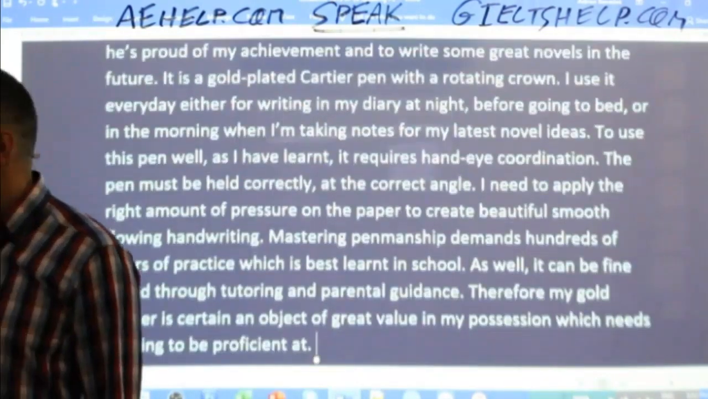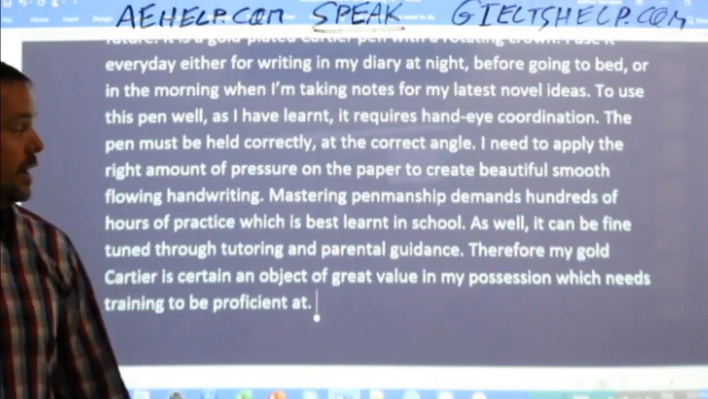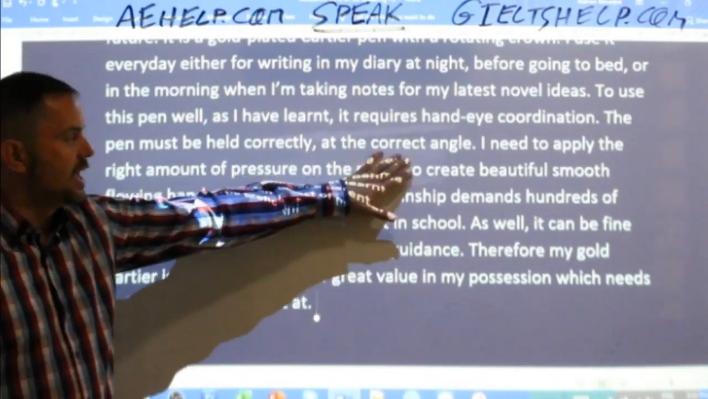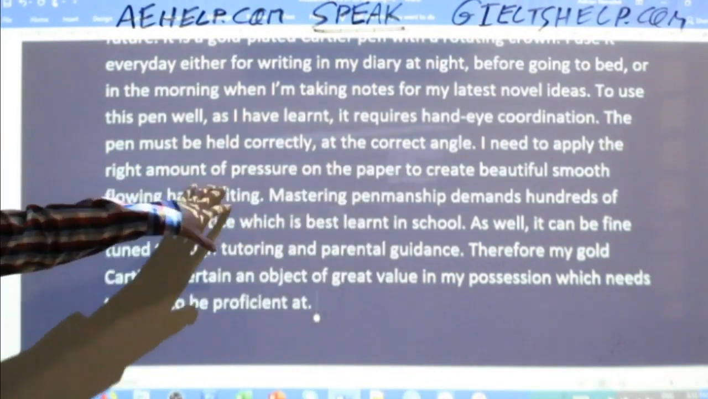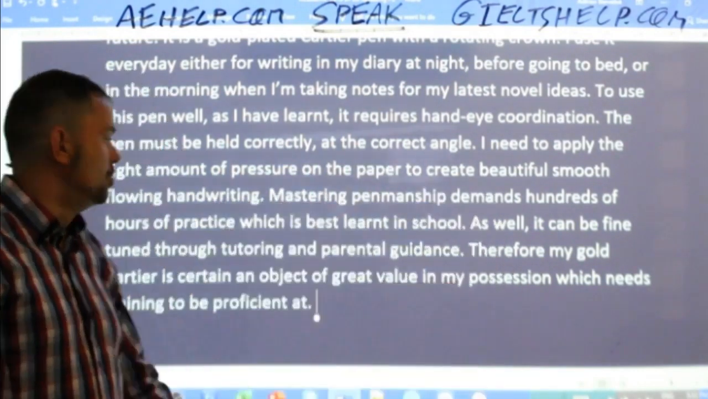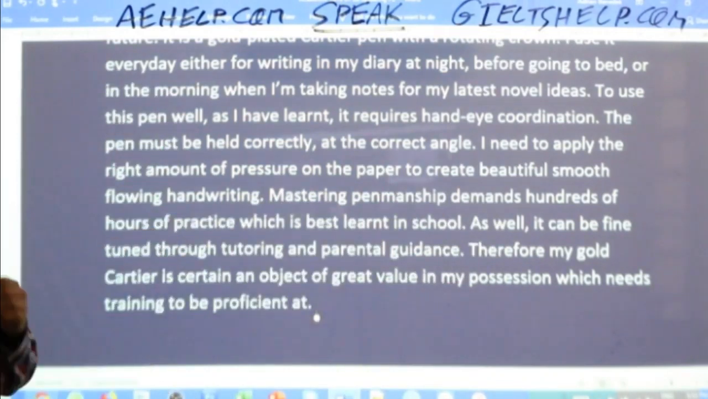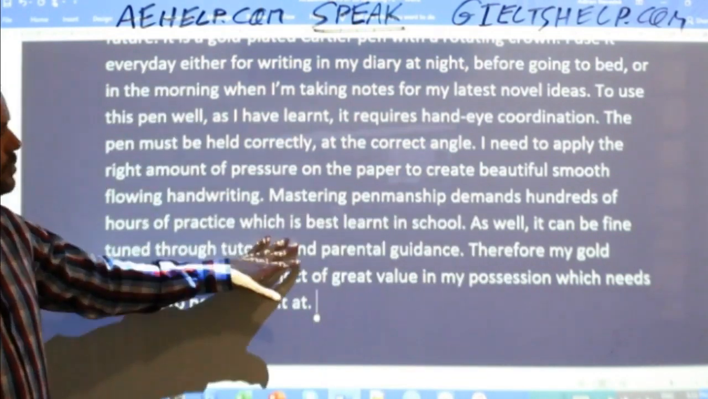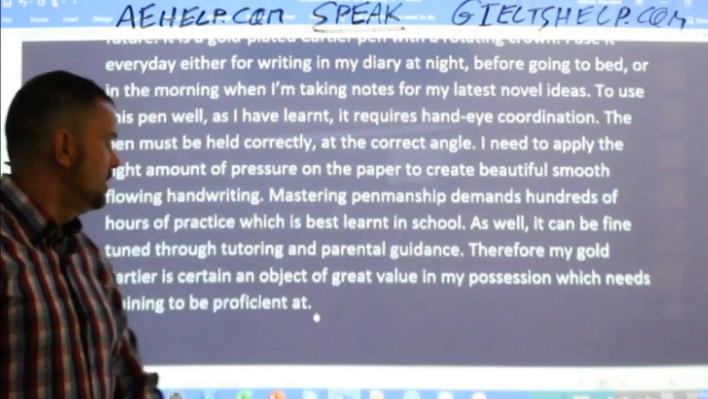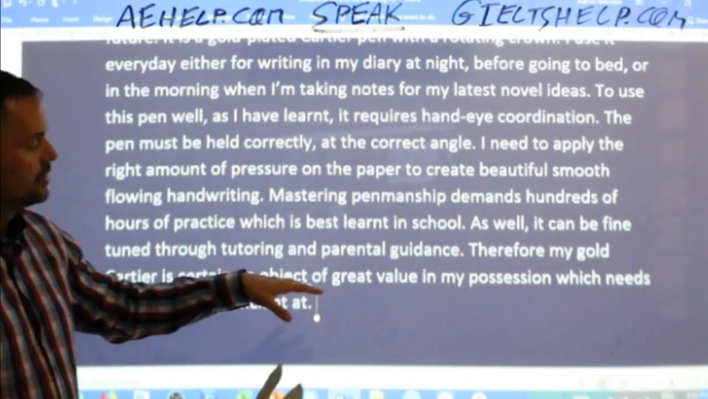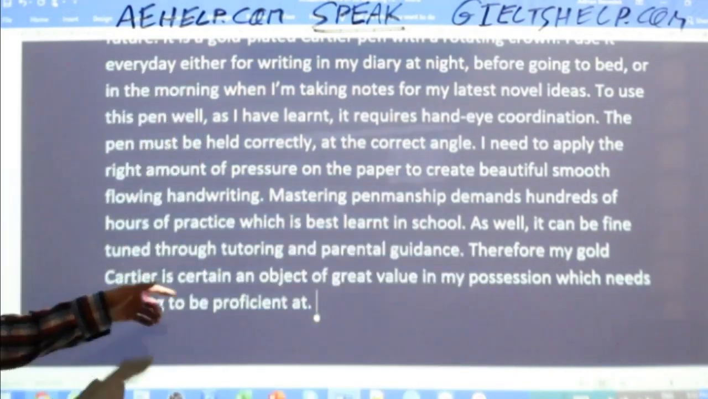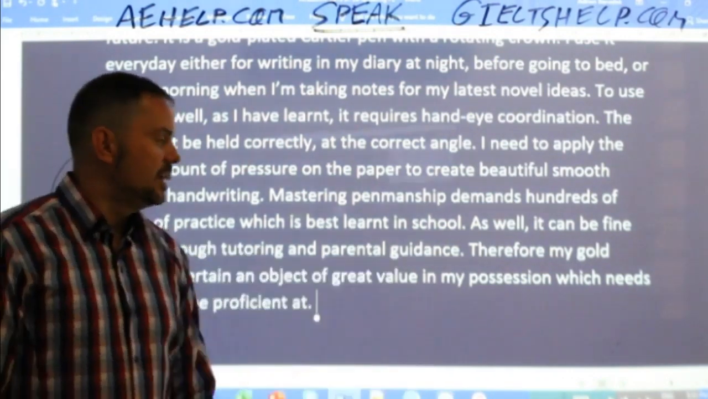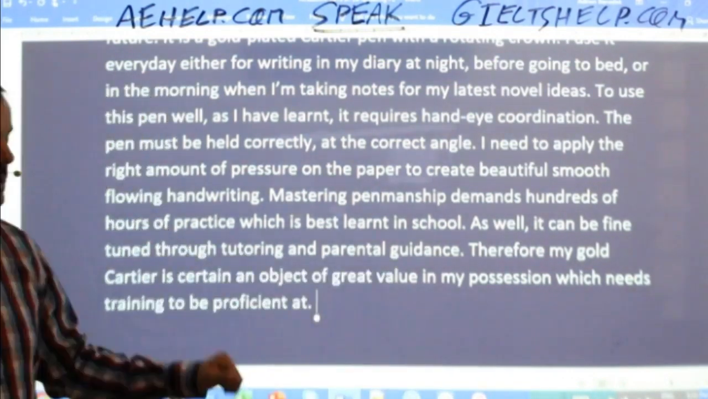To use this pen well, as I have learned, it requires hand-eye coordination. The pen must be held correctly at the right angle. I need to apply the right amount of pressure on the paper to create beautiful, smooth flowing handwriting. Mastering penmanship demands hundreds of hours of practice, which is best learnt in school. As well, it can be fine-tuned through tutoring and parental guidance. Therefore, my gold Cartier is a certain object of great value in my possession, which needs training to be proficient at.